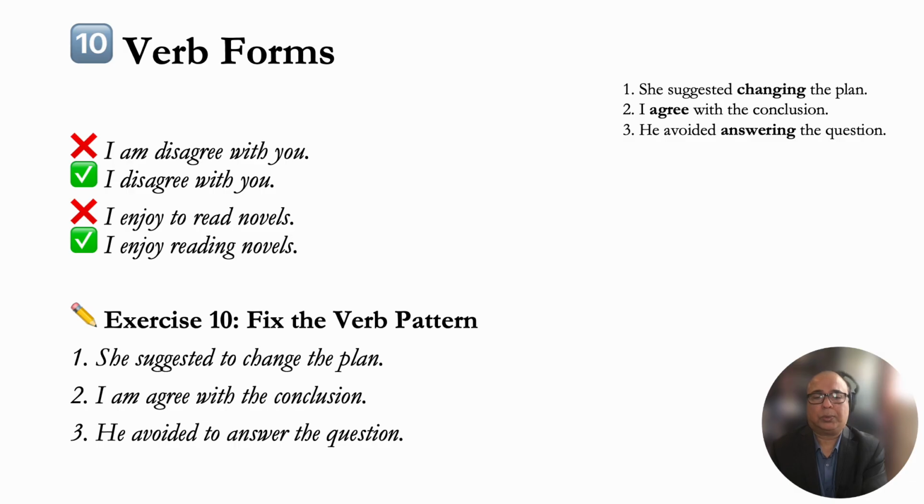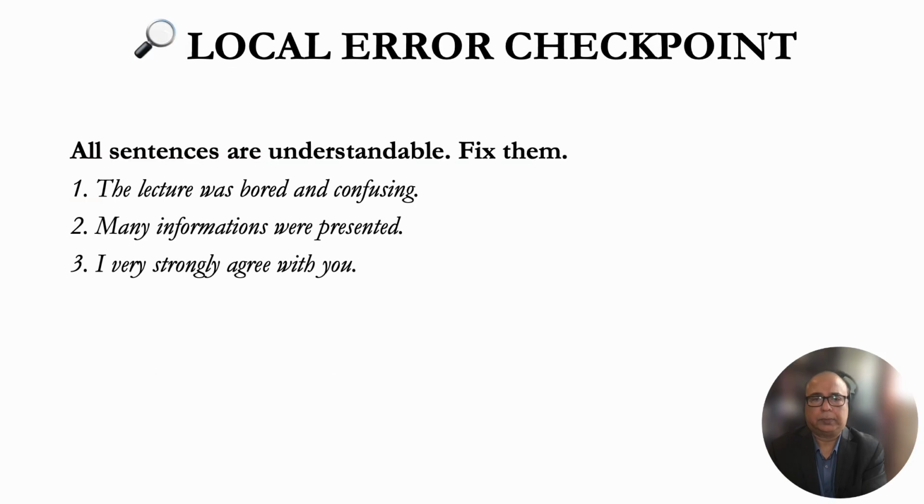"He avoided to answer the question." No, "he avoided answering the question." So verbs such as suggest, avoid, and prefer are followed by a gerund, the -ing form of the verb. She suggested changing. He avoided answering the question. Okay, very good. So these were local errors that are very common in student writing.